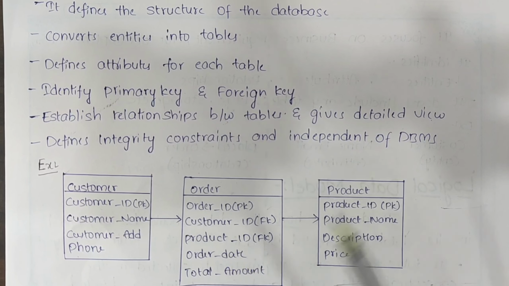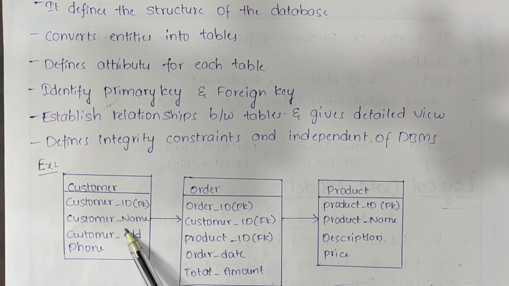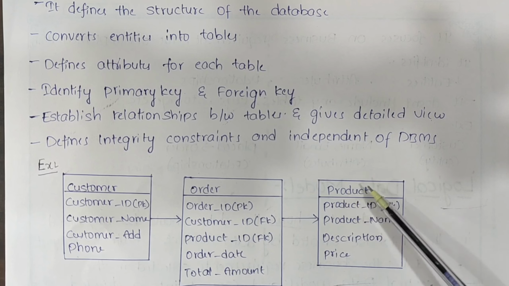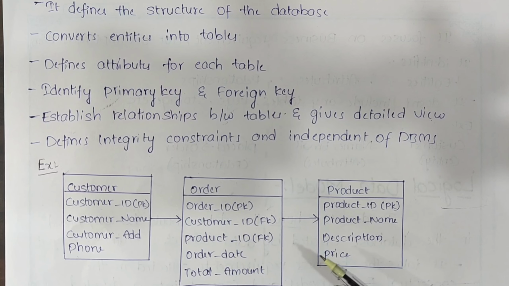For example, let's consider an online shopping system. In this, the customer entity becomes the customer table, the order entity becomes the order table, and the product entity becomes the product table. The customer table contains the customer ID, customer name, customer address, and customer phone number. The order table contains the order ID and the order details, and the product table contains the product details. The customer ID and product ID are the primary keys in their tables because they are unique.